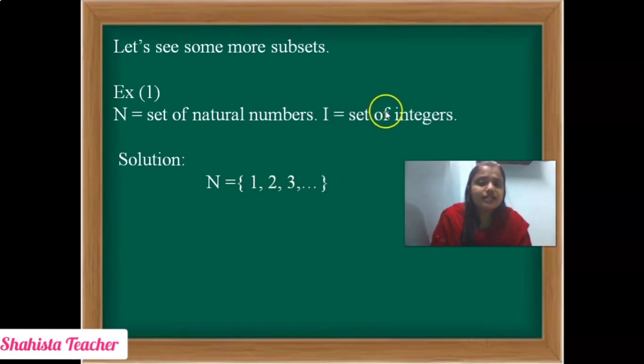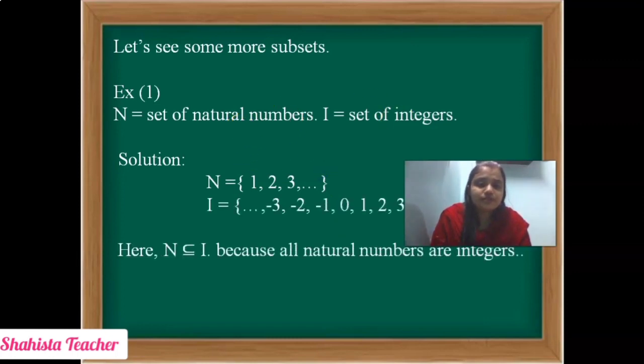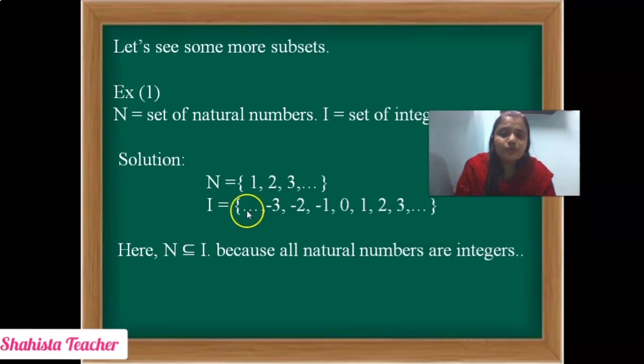Now here I is equal to the set of integers. So here positive and negative both the numbers should be there. So we will write I is equal to curly bracket dot dot dot, minus 3, minus 2, minus 1, 0, 1, 2, 3, and lastly the three dots for continuation, then close the curly bracket.